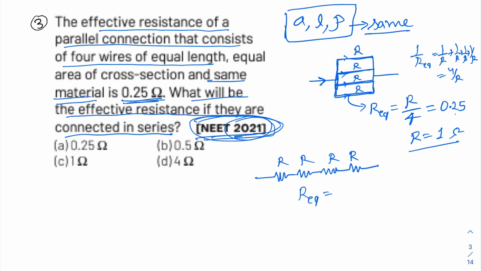Because it is a series connection, if the current flowing is I, then all resistances will have the current I, meaning the same current will pass through all 4 resistances. So R equivalent will be the summation of all, that is 4R, and we have found from here R equal to 1, so it will be 4 into 1, that is 4 ohm resistance. So your answer will be D.